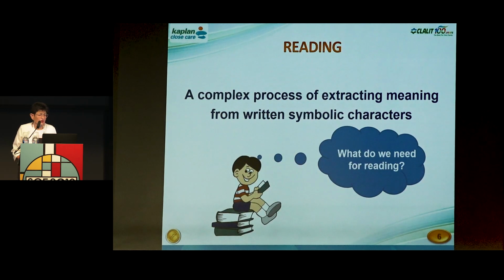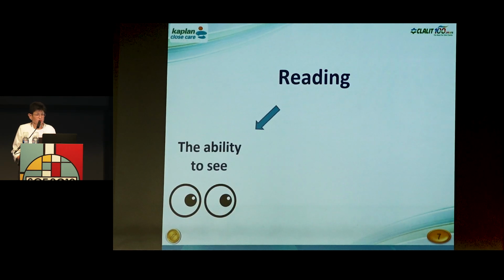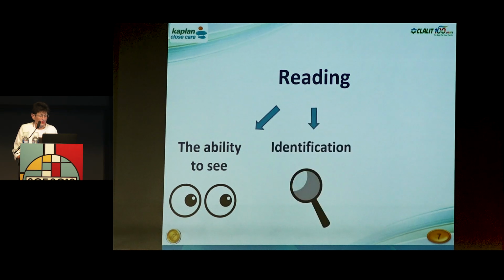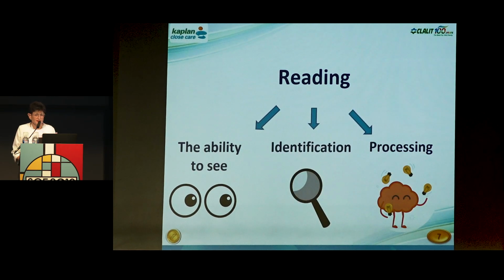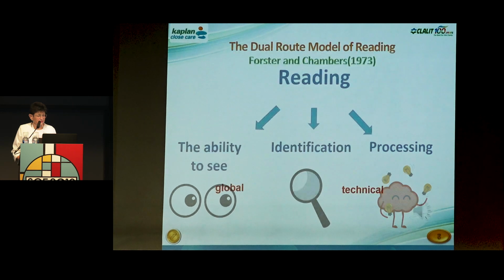Reading is a complex process of extracting the meaning from written symbolic characters. We have to change the words, the letters, into sounds. And what do we need for that? We need the ability to see, meaning an intact visual system. We have to identify what we see, and we have to process it in the brain in order to understand and correlate the things we have seen.